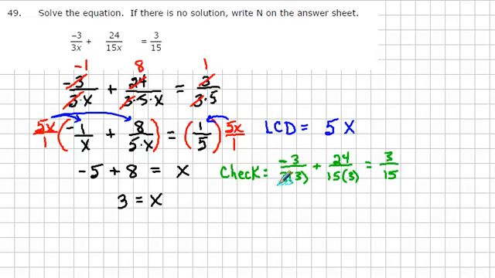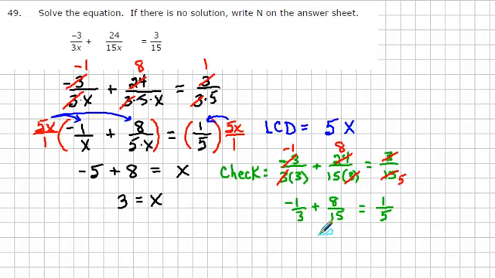So for the first fraction, we have 3 into negative 3 is negative 1. We have 3 into 24 is 8. And for the last fraction, we have 3 into 15 is 5. So we want to check, is negative 1/3 plus 8 over 15 equal to 1 over 5.